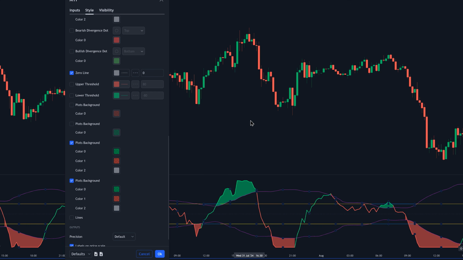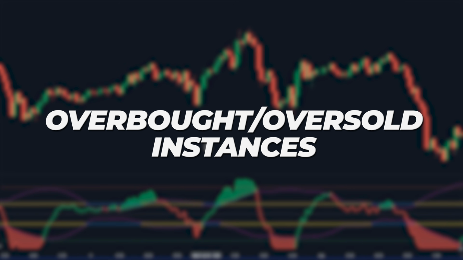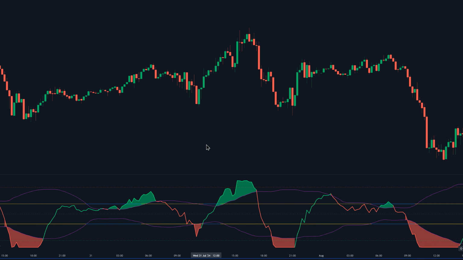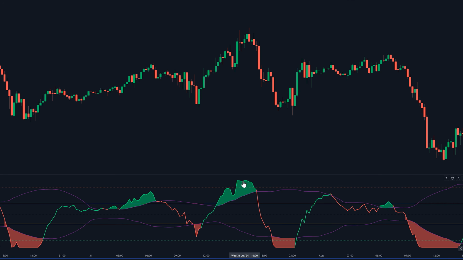So we first of all want to activate two lines of this indicator, the upper threshold and the lower threshold, and then we identify overbought or oversold instances in the price. The way we do that is whenever the RMS line goes above the upper threshold, which is located at the 80 point on this indicator scale, that would indicate that the market may be overbought or overextended to the upside, which may lead the price coming back down or at least back to the mean.